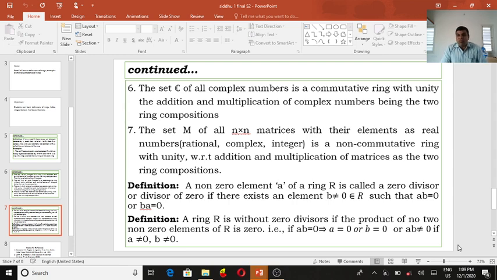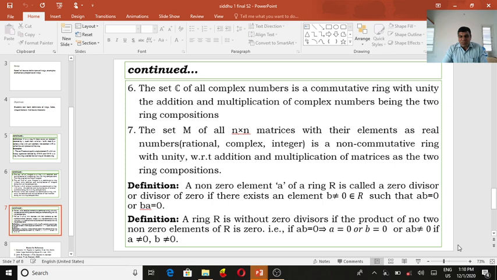The set M of all n cross n matrices with their elements as real numbers, either rational, complex or integer, is a non-commutative ring with unity with respect to addition and multiplication of matrices. The two ring compositions. These are all examples regarding the rings.